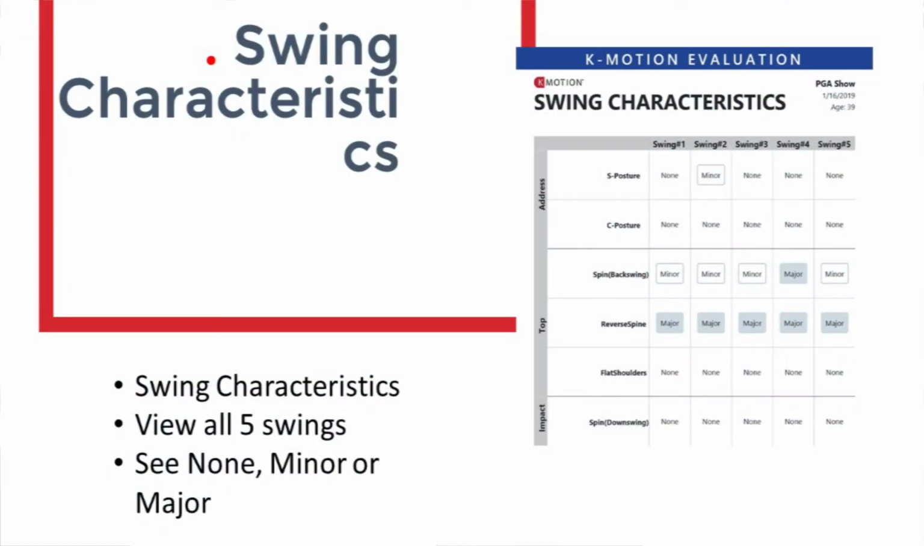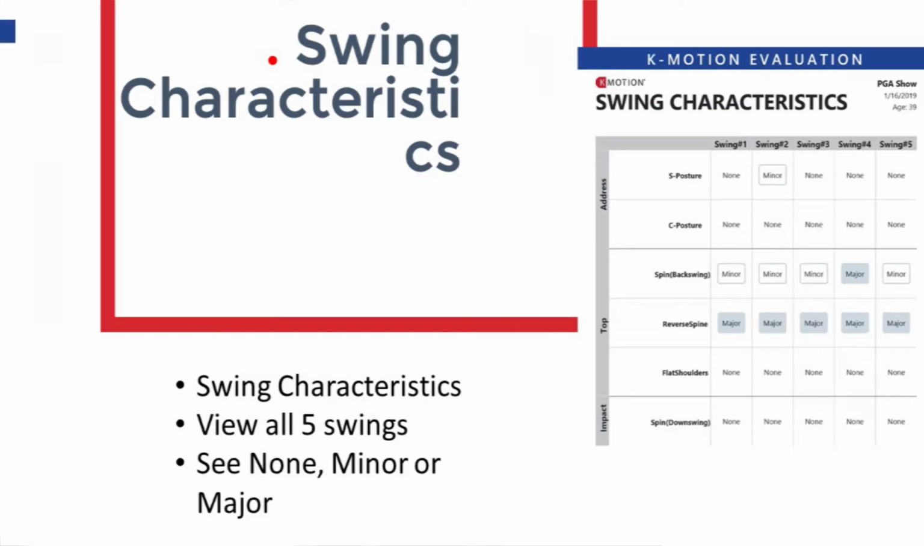The swing characteristics page, so you'll see there's a chart on the right-hand side. You'll be able to see 6 swing characteristics right now, okay? And it's going to tell you whether those swing characteristics are present at all, and if they are present, whether they're minor or major. Okay, so you'll be able to see the severity of that characteristic within your player.